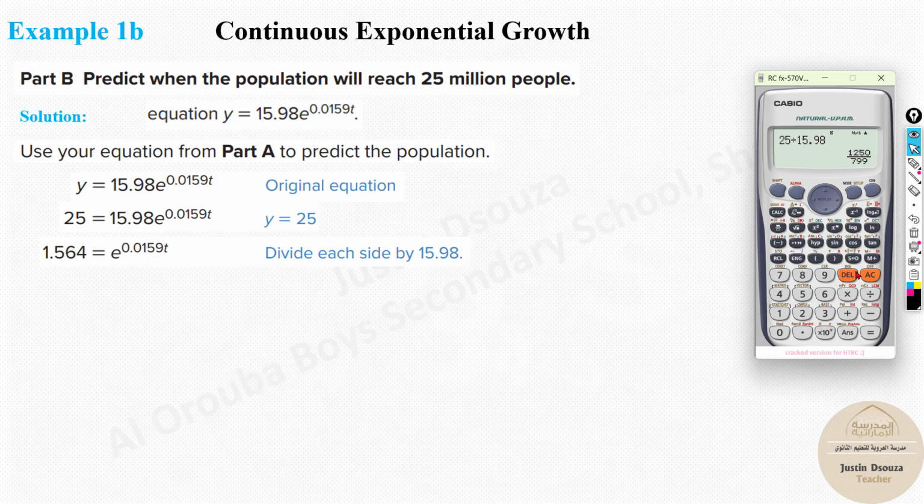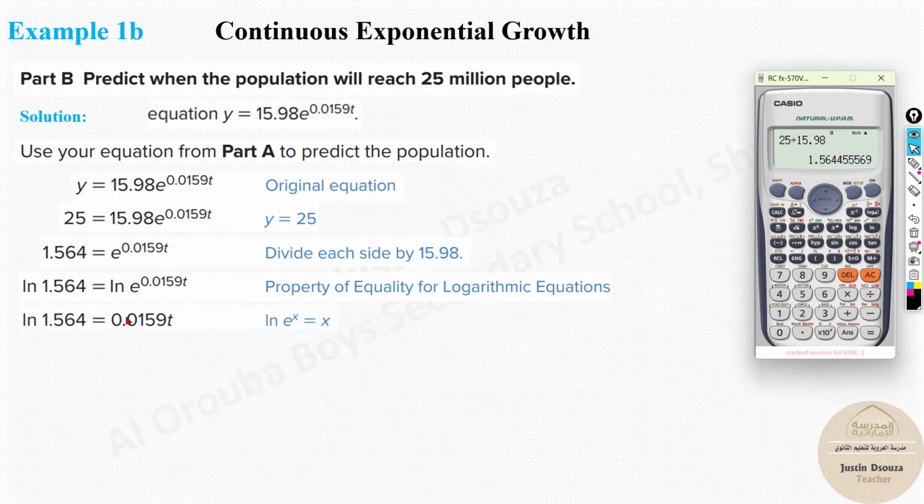...which is equal to 1.564. And then now take natural logarithm on both the sides, the same thing. And now what happens? Here, whatever is in the power comes down and this cancels off. So you're just remaining with 0.0159t, and take the 0.0159 to the other side, divided. Natural logarithm 1.564 divided by 0.0159. This is the time, and the time is 28.129 years.